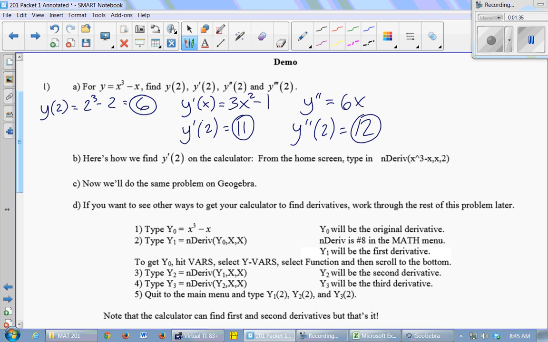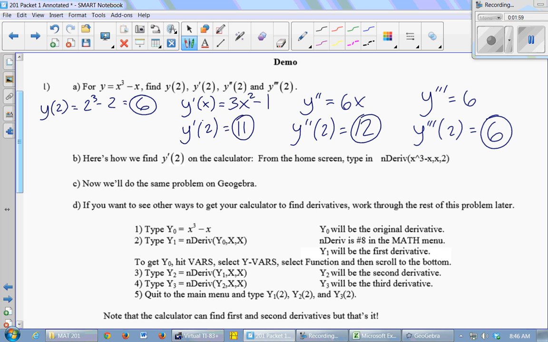Okay, and then I want to do y triple prime, which means take 3 derivatives. First derivative, second derivative, the derivative of the second derivative gives the third derivative, and that's 6. So what's y triple prime of 2? 6. Yeah, coincidence.